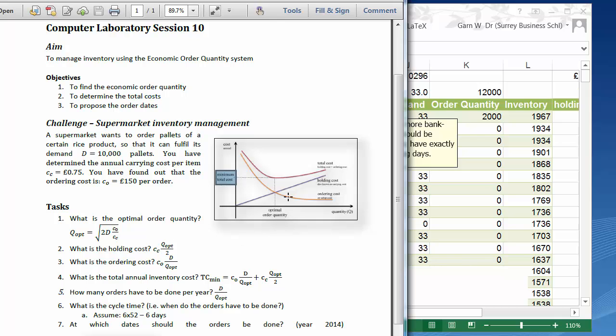So if we put that into equations, the ordering cost is nothing else than C_O times the frequency of orders, and the frequency of orders is nothing else than the demand divided by the quantity. And the holding cost is nothing else than the average inventory, which is Q half, times the holding cost per unit.